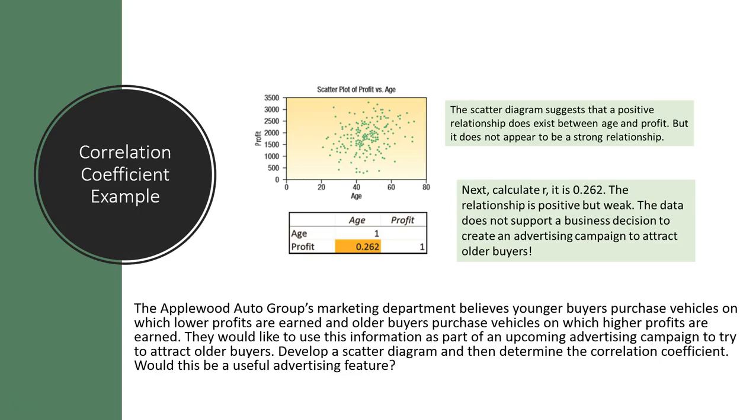Here we're looking at a scatter diagram with a positive relationship existing between age and profit, but it doesn't necessarily appear to be a very strong relationship. If we took into account our age and our profit, we could calculate that our r value is 0.262, which would be much closer to 0 than 1. Therefore, we would observe the relationship between the age of the buyer and the profit of their purchase as not being very strong.